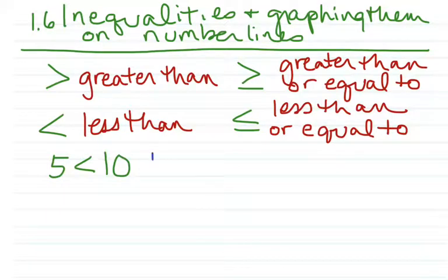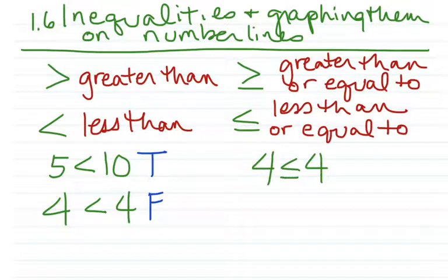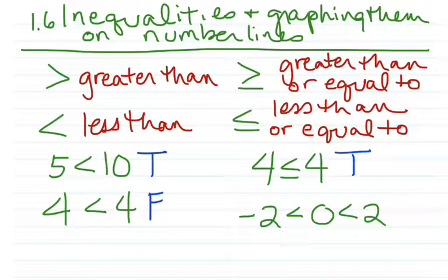5 is less than 10. That's true. We can have inequalities that are not true. 4 is less than 4. That's not true. 4 is equal to 4. So that one is true because it only has to satisfy one part of that inequality. So that one's true. We can also see compound inequalities.